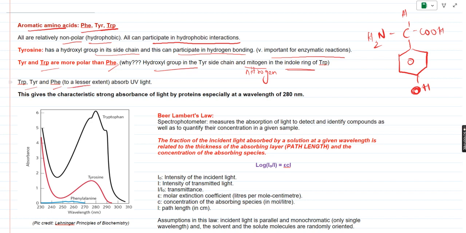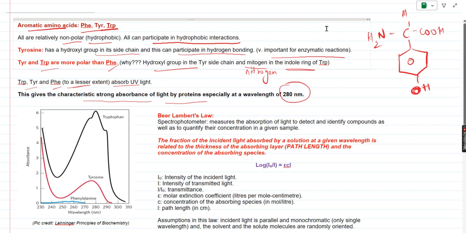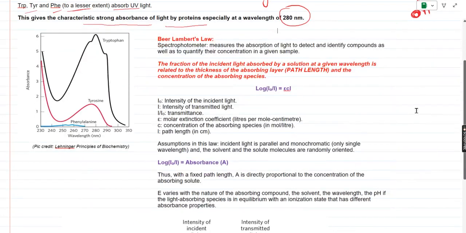Tyrosine, tryptophan, and phenylalanine, to a lesser extent, will absorb UV light. Why I am stressing this property is that it gives the characteristic strong absorbance of light by proteins, especially at the wavelength of 280 nanometers, which corresponds to the UV region of the electromagnetic spectrum. This property of the amino acids is exploited to find out the concentration of protein in a given sample.